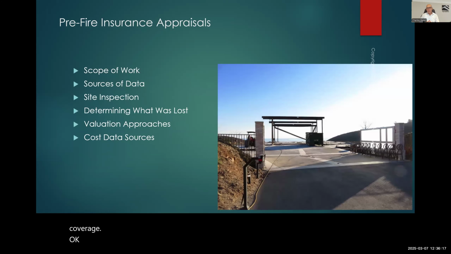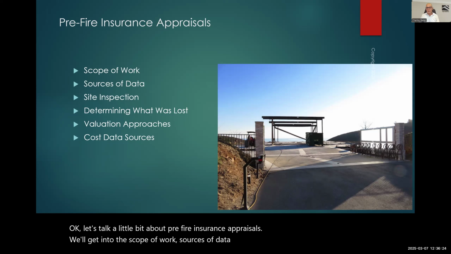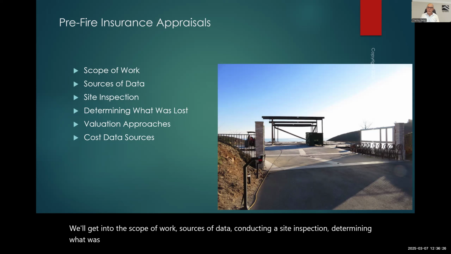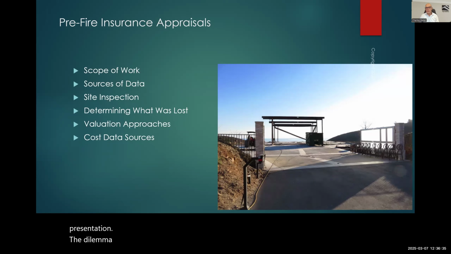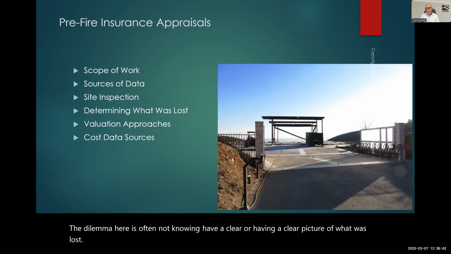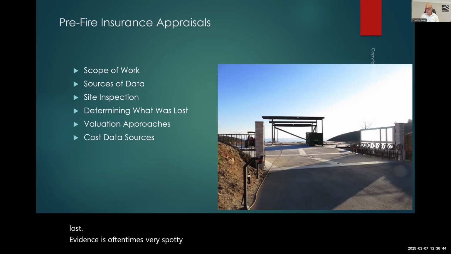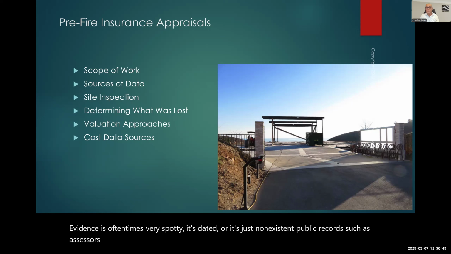Okay, let's talk a little bit about pre-fire insurance appraisals. We'll get into the scope of work, sources of data, conducting a site inspection, determining what was lost, and valuation approaches. Now, some of these will be in part 3 of this presentation. The dilemma here is often not having a clear picture of what was lost. Evidence is oftentimes very spotty, it's dated, or it's just non-existent. Public records, such as assessor's data and permit records, may be inaccurate.